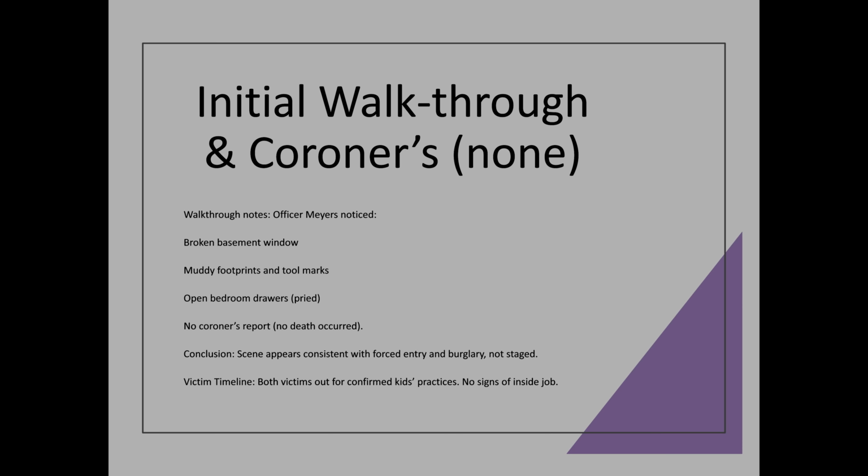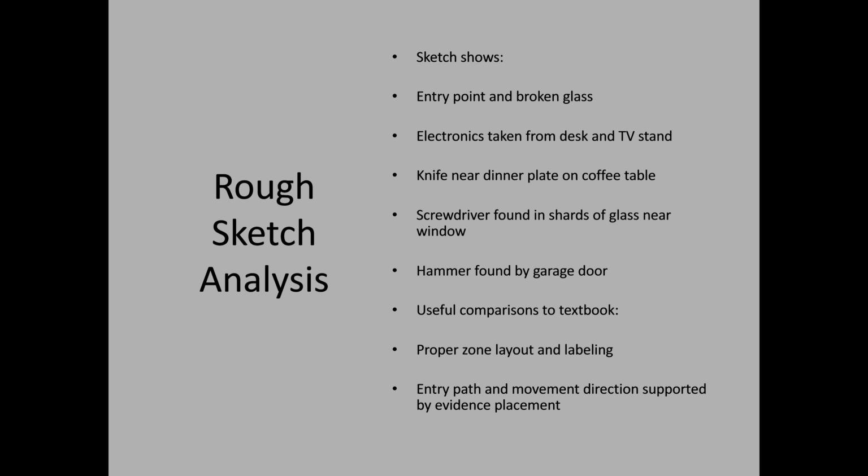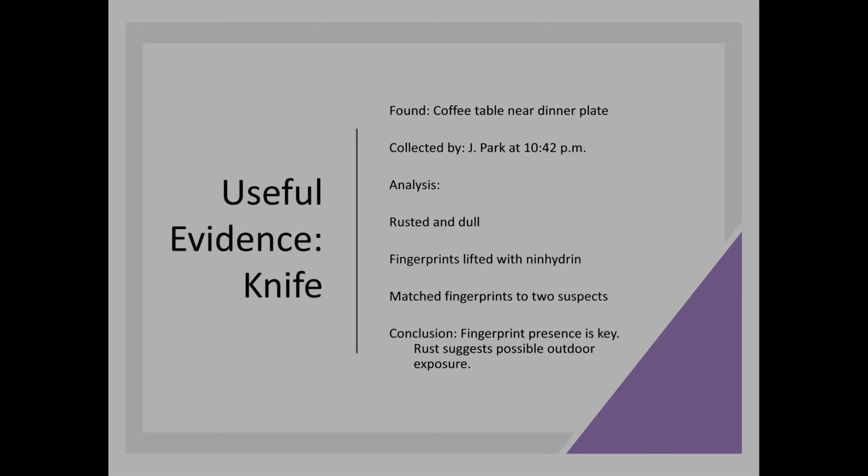Everything pointed to a break-in rather than a staged crime. Both homeowners had verifiable alibis, and there were no signs of forced entry faked from the inside. The rough sketch mapped out the entry point, locations of missing items, and where tools were found. The layout was clear and consistent with examples from the class. It helped track the intruder's path through the home: entry through the basement, upstairs to the bathroom, and likely exit through the garage.